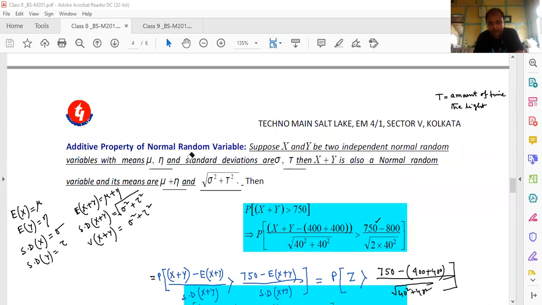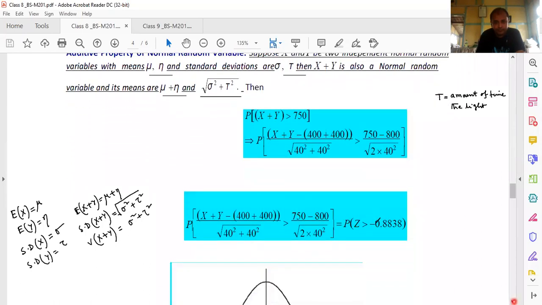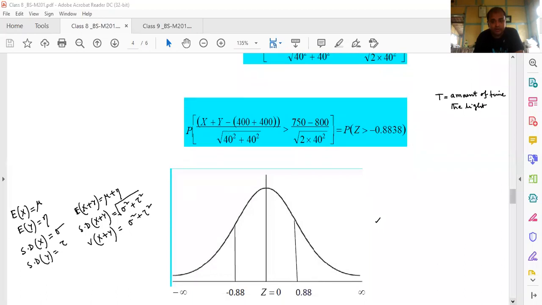So you see, by applying the above additive property, we have got the expectation of capital X plus Y and the standard deviation of capital X plus Y. Once these values are known, then you can find the probability in the following manner. So what have I done? Let us see that after the calculation, the left hand side is becoming capital Z and the right hand side is becoming minus 0.8838.